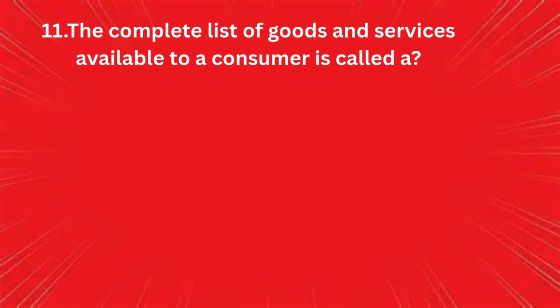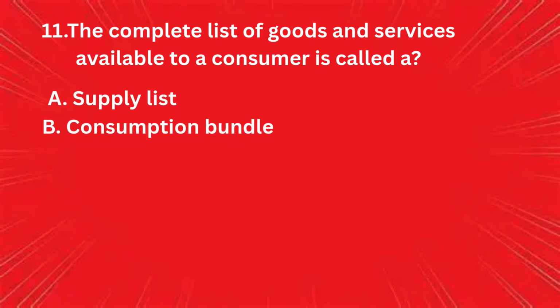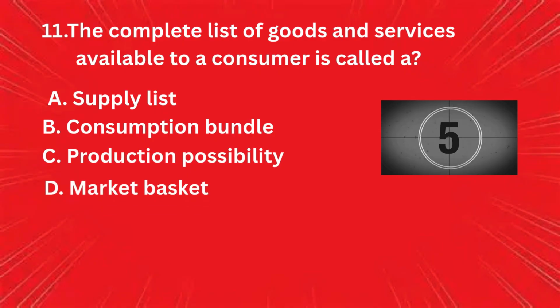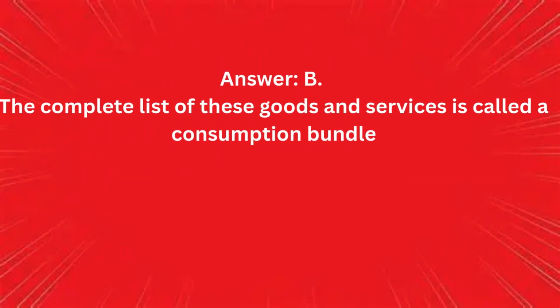11. The complete list of goods and services available to a consumer is called A. Supply list. B. Consumption bundle. C. Production possibility. D. Market basket. Answer. B. The complete list of these goods and services is called a consumption bundle.